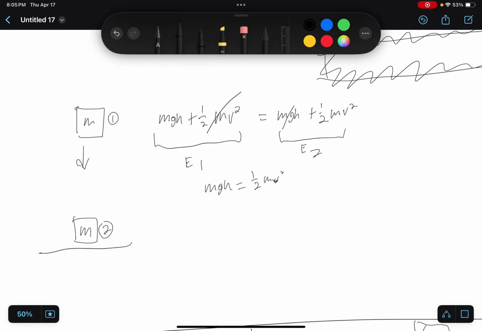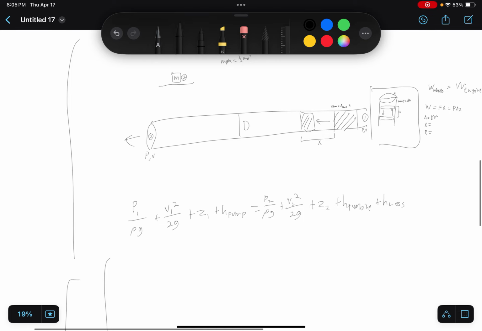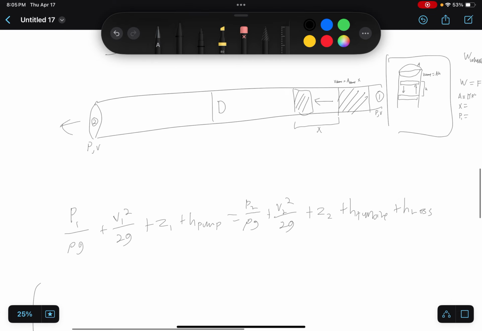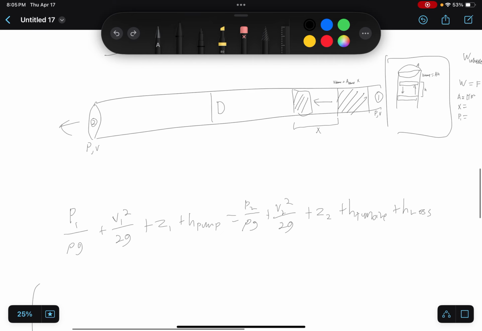You learn that in high school physics. I'm assuming this makes perfect sense to you. So this is literally a fluid's energy balance equation. So you have your velocity, you have your height, you have your velocity, you have your height. There are a couple extra terms though.